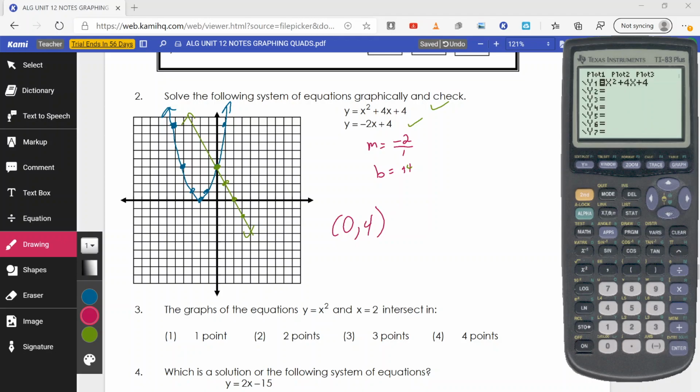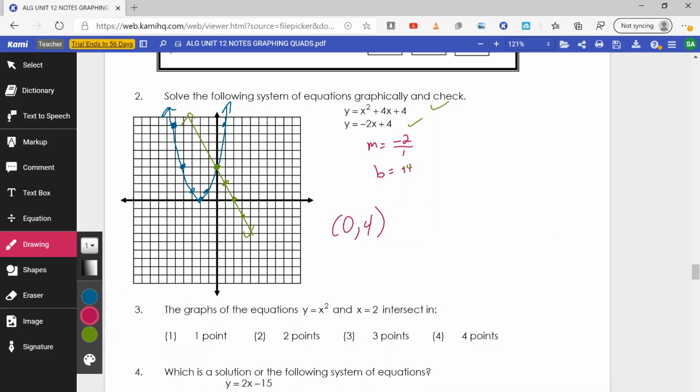So we had x squared plus 4x plus 4, and I want negative 2x plus 4. So I go to my graph, and we already know that when x is 0, I get 4. Now my arrows are going off to the left, so I want to keep going up into my negatives, and I see my y values have the same answer when they are 16. So what x value gives me an answer of 16? Negative 6. So the other point of intersection is negative 6, 16.